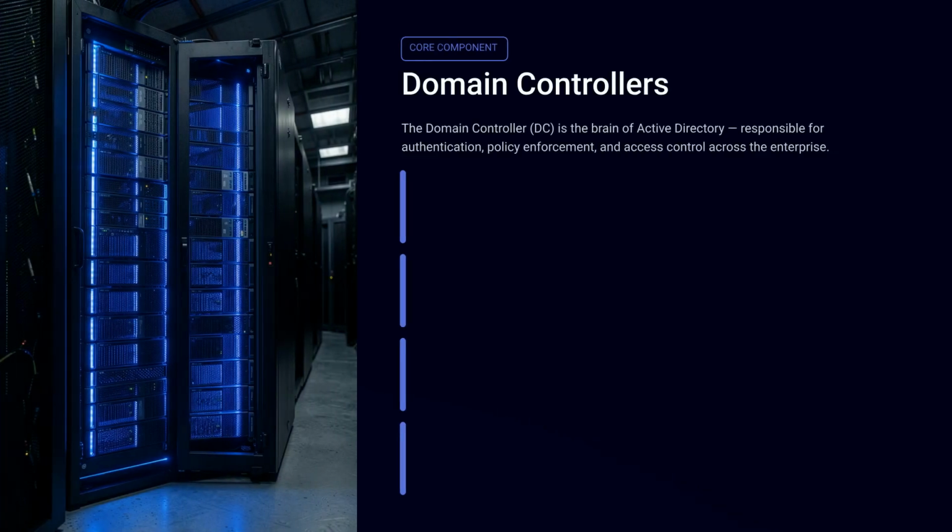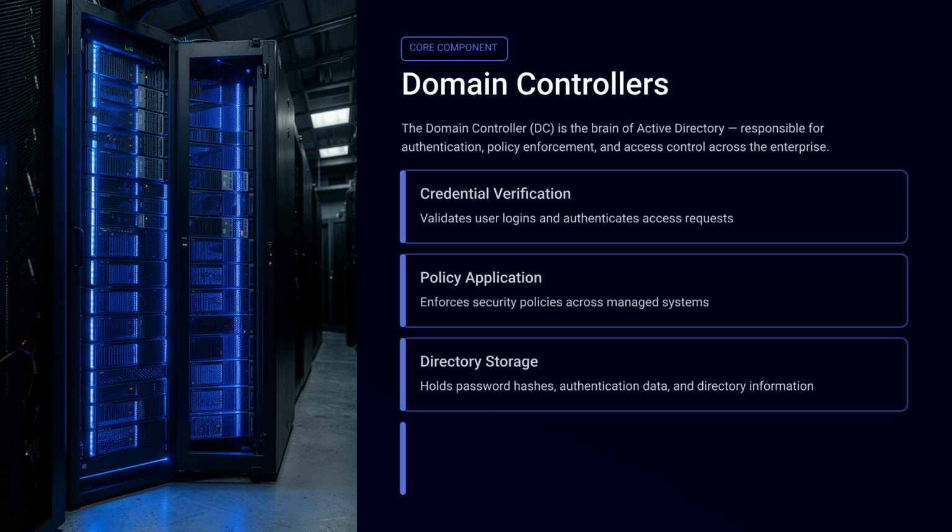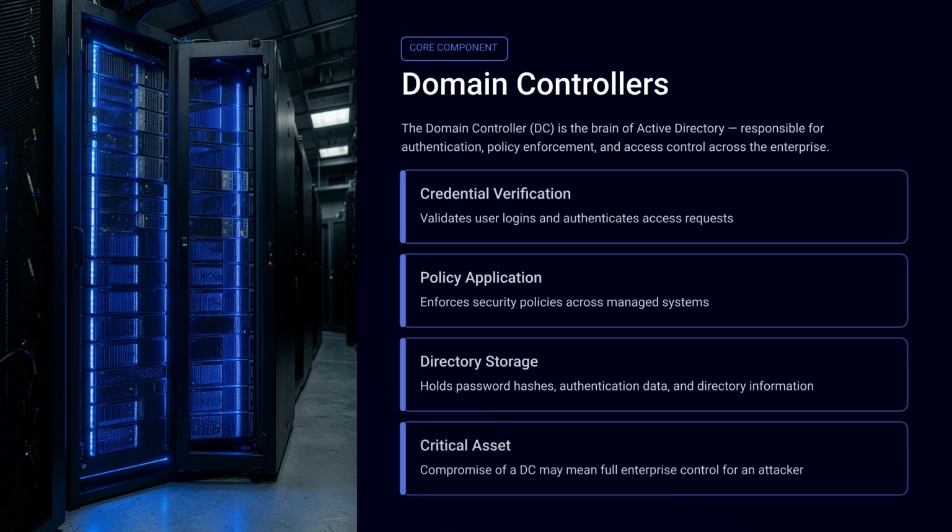Domain controllers are the brain of Active Directory. They are responsible for authentication, policy enforcement, and access control. DCs handle credential verification and policy application, enforcing security rules across managed systems. They also hold directory storage, including password hashes and authentication data. Given these responsibilities, a compromised DC can mean full enterprise control for an attacker, making them a critical asset to protect.